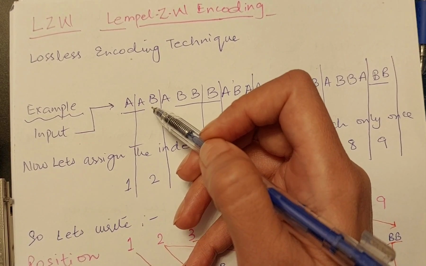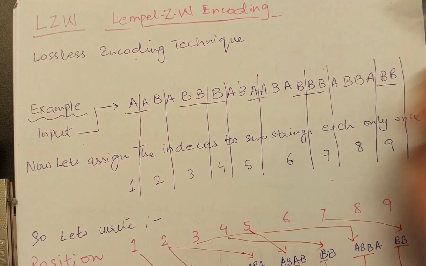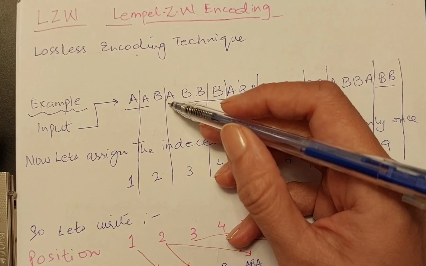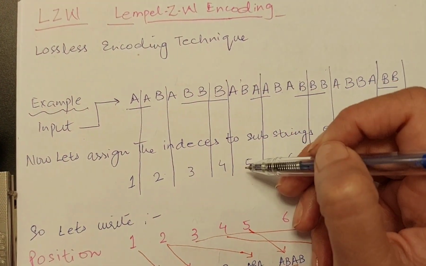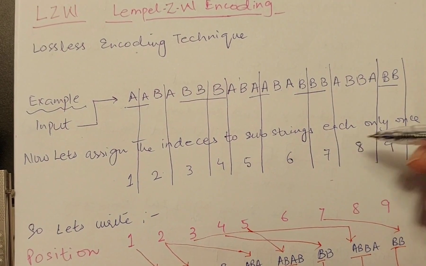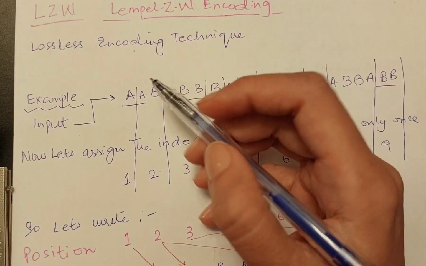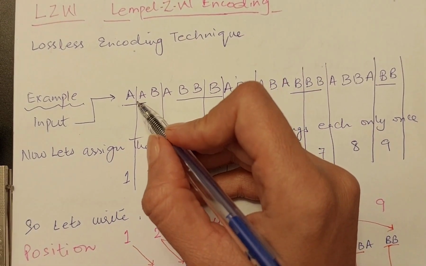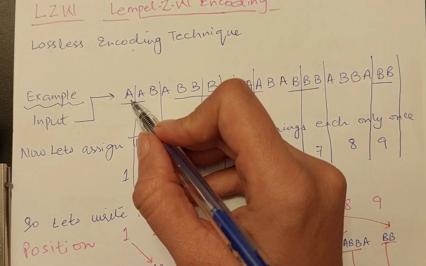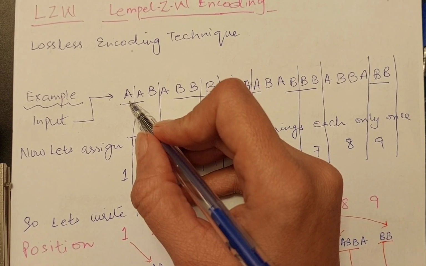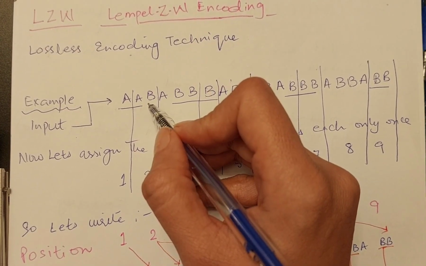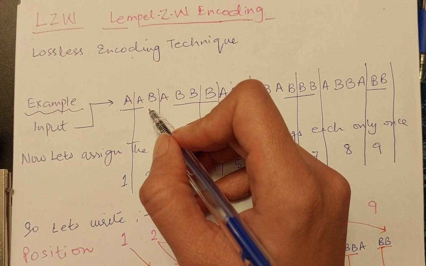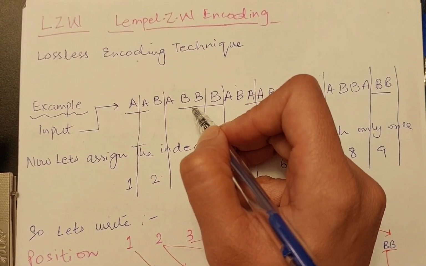So for a and b together, I can assign it as value 2, 3, 4, 5, 6, 7, 8, 9. So basically, how I have made this division: you can see that a was already defined. So in the next step I took a and b together. In the next step a and b were already defined, so I took a, b, b together.